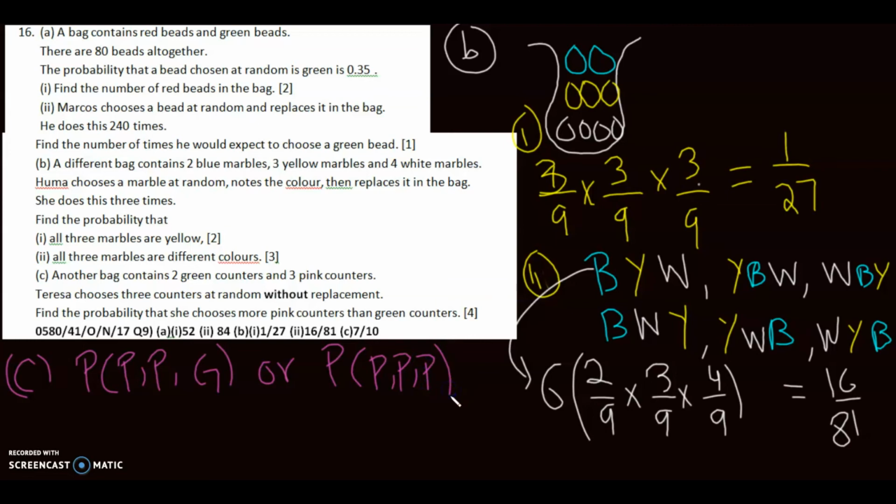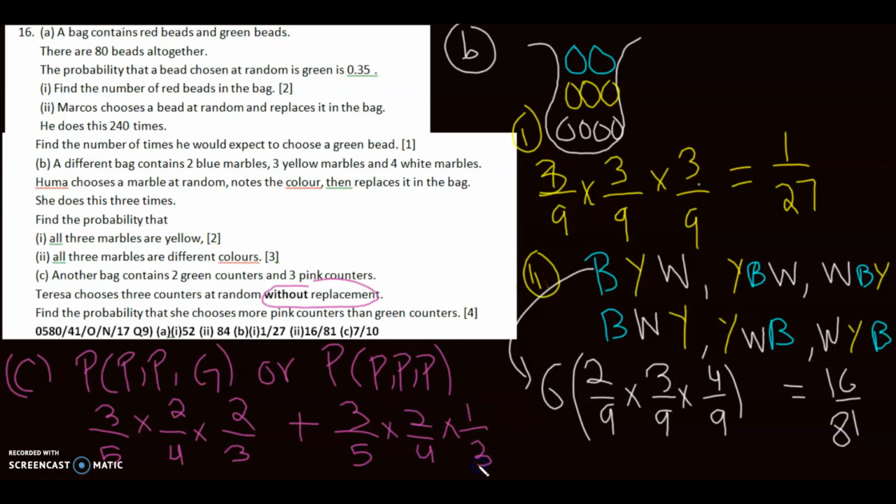What's the probability of getting a pink, which is 3 out of 5. Now it's without replacement, so we'll have to decrease the denominator. Next time the number of pink counters becomes 2 and the total number of counters becomes 4, and the next time the total number of counters becomes 3 and the green counters are still 2. Plus now we have to do the case pink, pink, pink. So keep decreasing the numerator and denominator by 1. So let's see what we get.